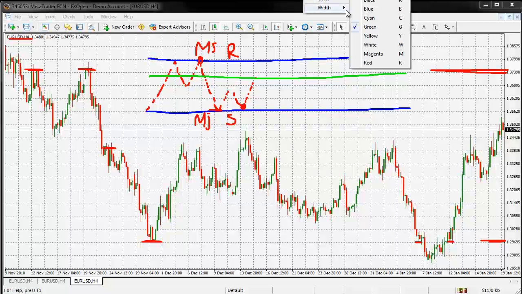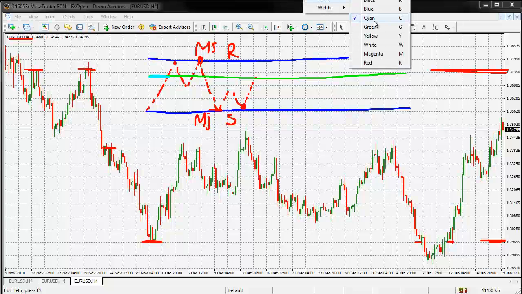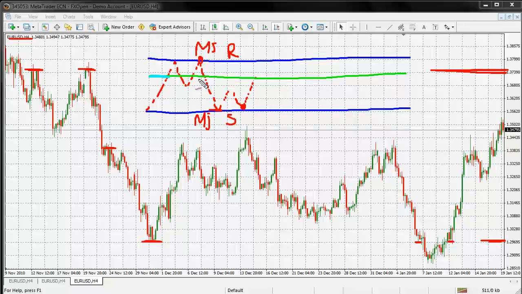Okay, cyan, how does, no, that's not going to come out. I'm really struggling to try and find a colour. I wonder if magenta might come out okay. I think this will come out as a dark colour as well. Alright, okay. And I'm going to call these levels minor support and resistance.